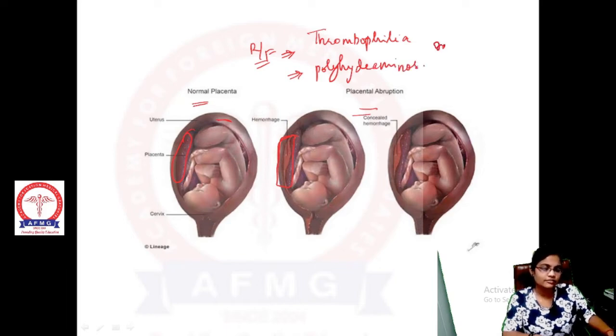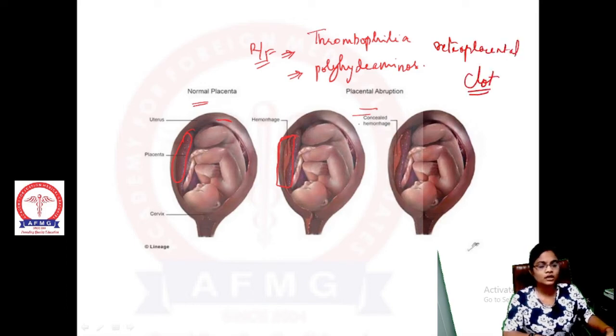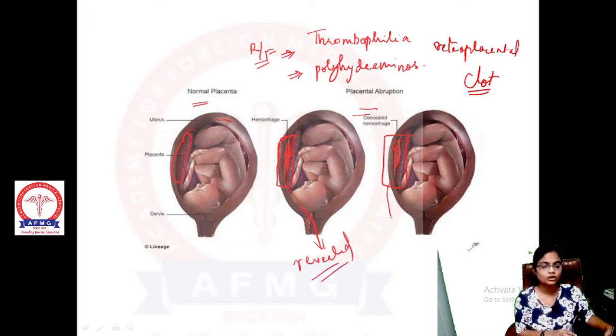Or else she is having a retroplacental clot even before. Retroplacental clot, so that is also important. Can you see some hemorrhage over here, right? Same like that, in this next picture you can see the concealed hemorrhages. Sometimes the hemorrhage may be revealing out, that is your revealed hemorrhage. Sometimes it must be inside your uterus forming a clot, that is concealed hemorrhage.